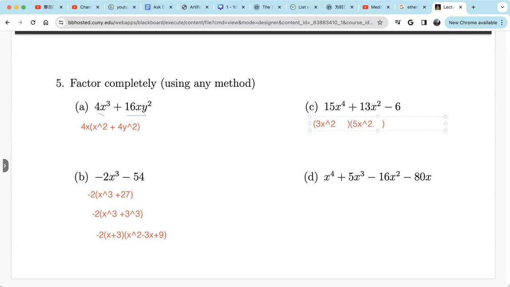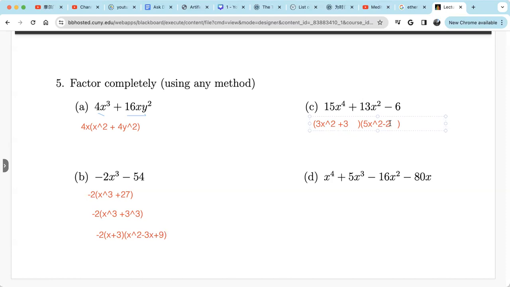Maybe -2, maybe plus 3 here. Then -2 here. Let's see what's going to happen. So by doing so, we have 3 times 5 squared is 15x squared. 3x squared times negative 2 gets negative 6. 15 minus 6 is 9x squared. But we have 13x squared. So it won't work.